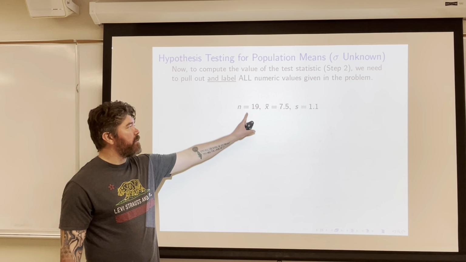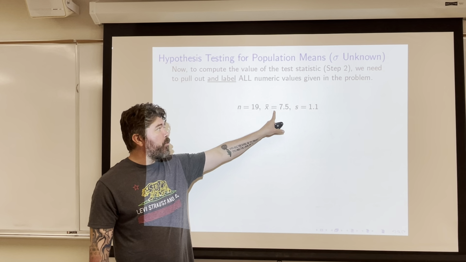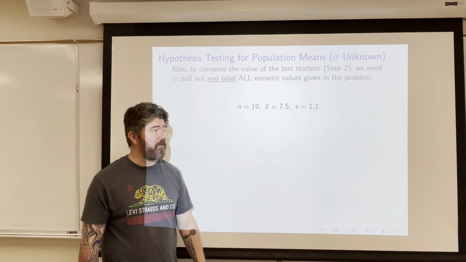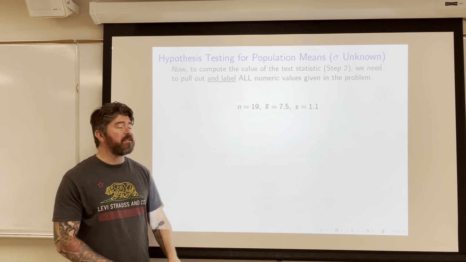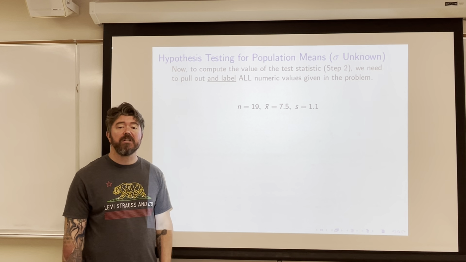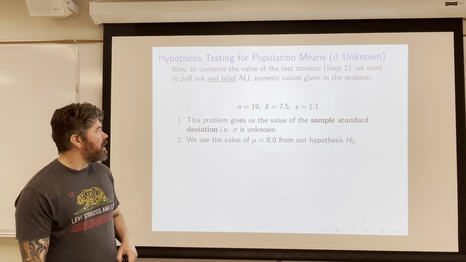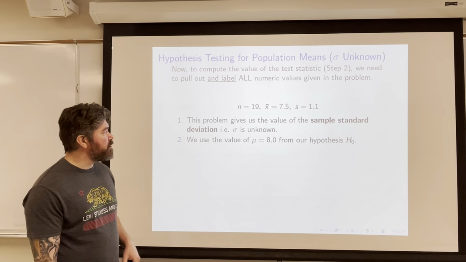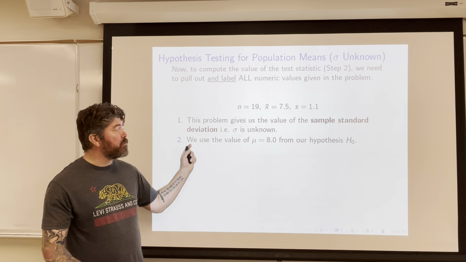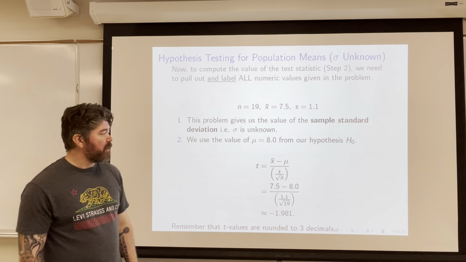So in the problem, we have a simple random sample of 19. Our sample mean is 7.5, and notice that our sample standard deviation is given as 1.1. There is no statement in this problem that says assume the population standard deviation. So this is a scenario where the sample standard deviation is given. So again, sigma is unknown. And also remember that we use the value given in our null hypothesis, mu equals 8, for our formula.